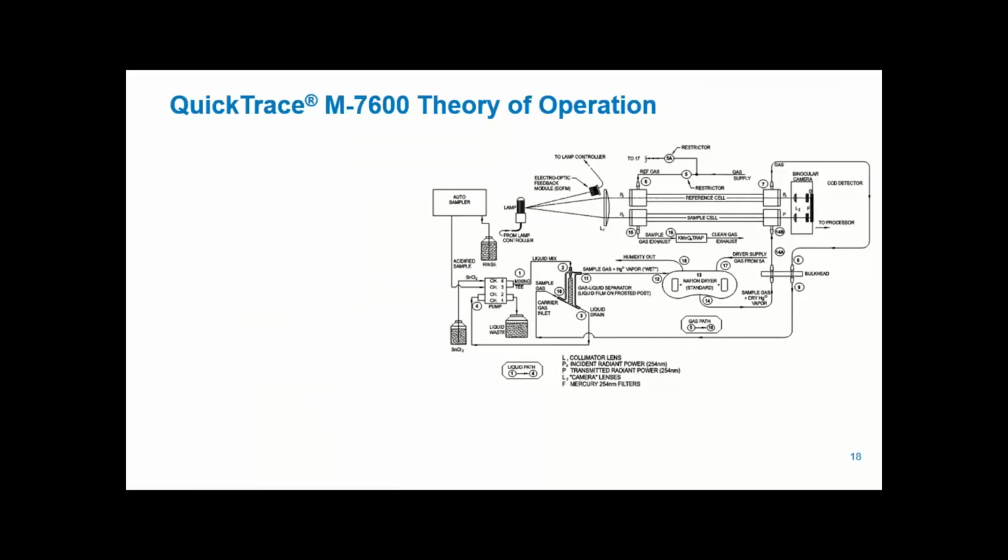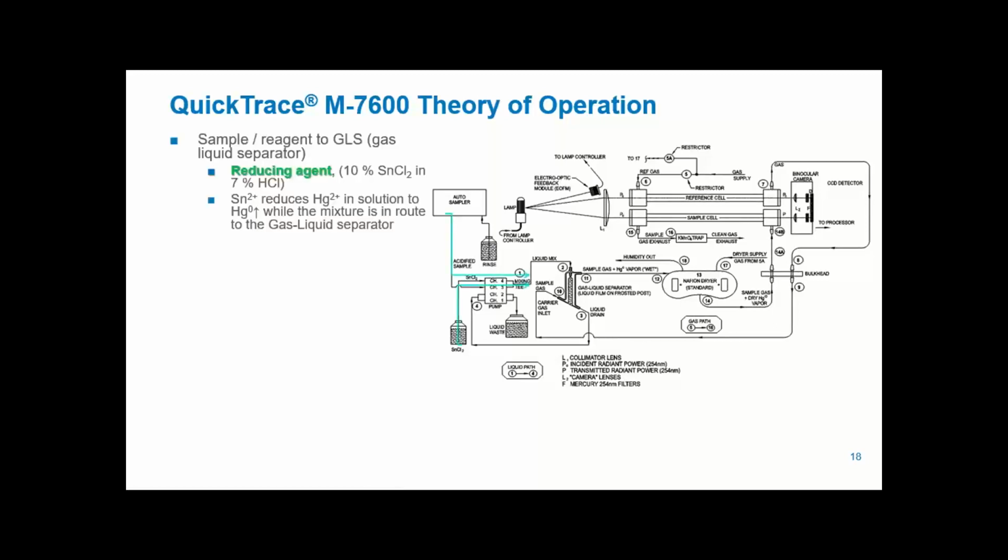So here's the flow path and some of the theory of operation behind the M7600. So the sample and reagents flow to the GLS by the peristaltic pump. The stannous chloride mixes with the sample and reduces any mercury in the +2 valence state to its elemental form, mercury 0, while they travel to the GLS. So the liquid mix flows over the center post.